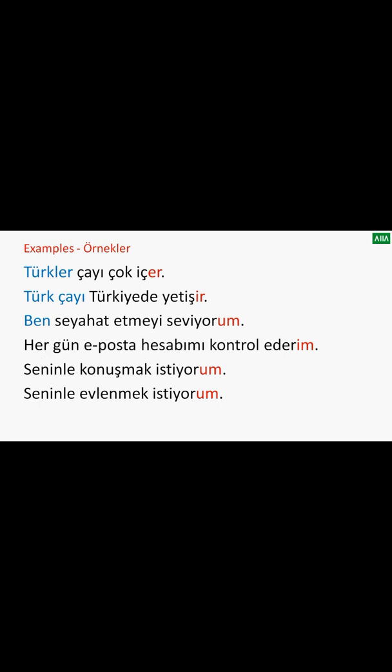Next sentence here is seninle konuşmak istiyorum. That means I want to talk to you, or I would like to talk with you. Seninle evlenmek istiyorum. That means I want to marry you, or I would like to marry you. As you see here, we know who makes what. So these are the active voice examples.